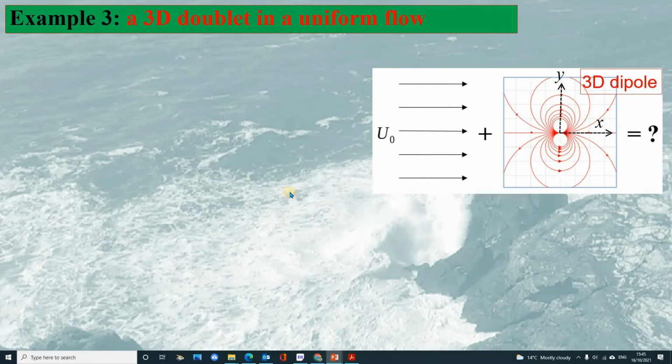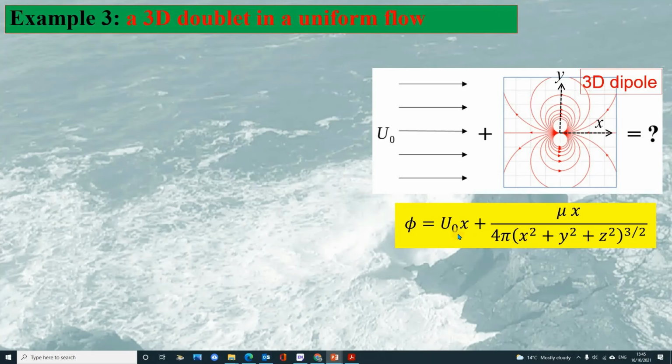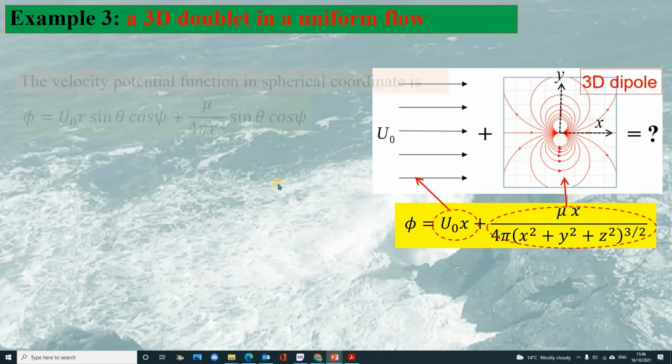Now in example 3, a 3D doublet in the uniform flow is studied, and we will see what type of flow will be obtained for this combination of these two flows. Again, based on the superposition principle, we have the total potential function phi given as this. This is the potential function for uniform flow, and this is the potential function for the 3D doublet.